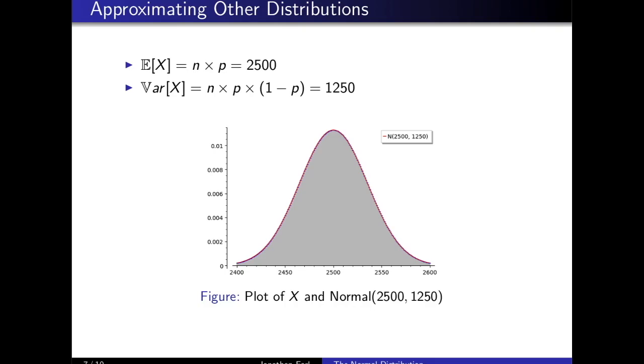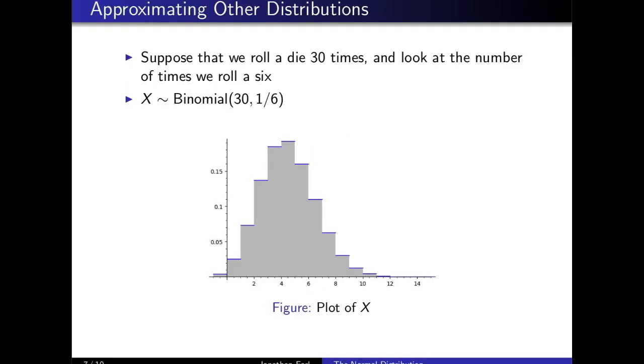Okay, so this works, as we can see from the picture, pretty well when n is large. And p makes things so that we get this nice shape showing up. But we could look at other examples where the approximation doesn't work so well.